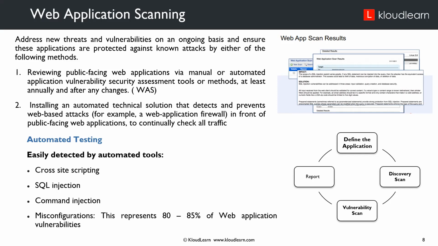The following things are easily detected by automated tools: cross-site scripting, SQL injection, command injection, and misconfigurations. This represents 80 to 85% of web application vulnerabilities.